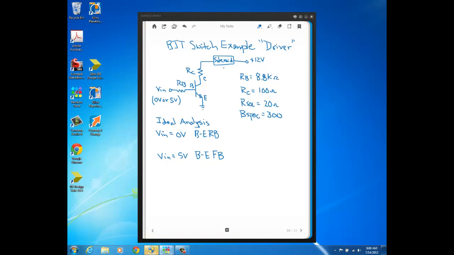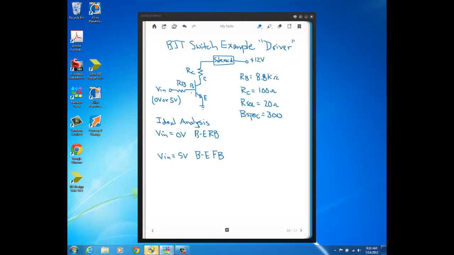So we have this solenoid connected to the collector resistor of the BJT along with the source voltage, as you can see on the right side, of 12 volts. Also, on the spec sheet or data sheet of the BJT is the beta value of 300. So let's go ahead and look at the ideal case when V-in is equal to 0.